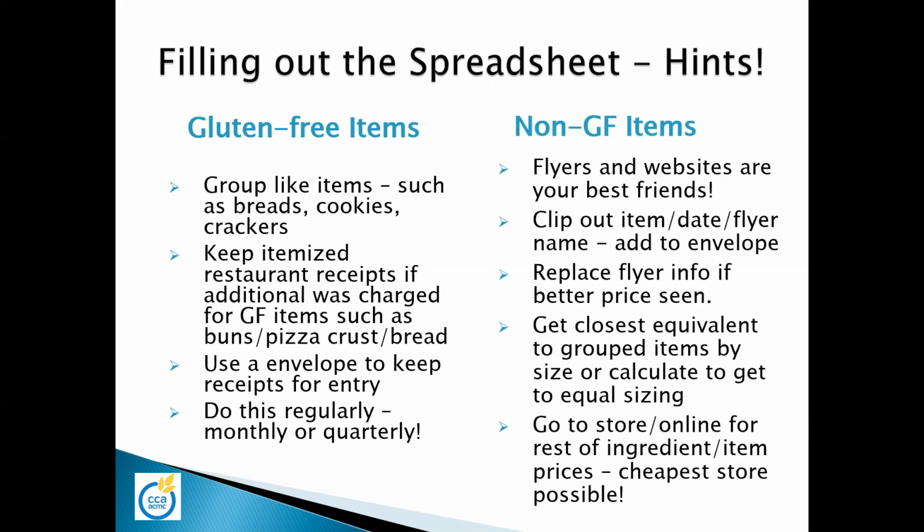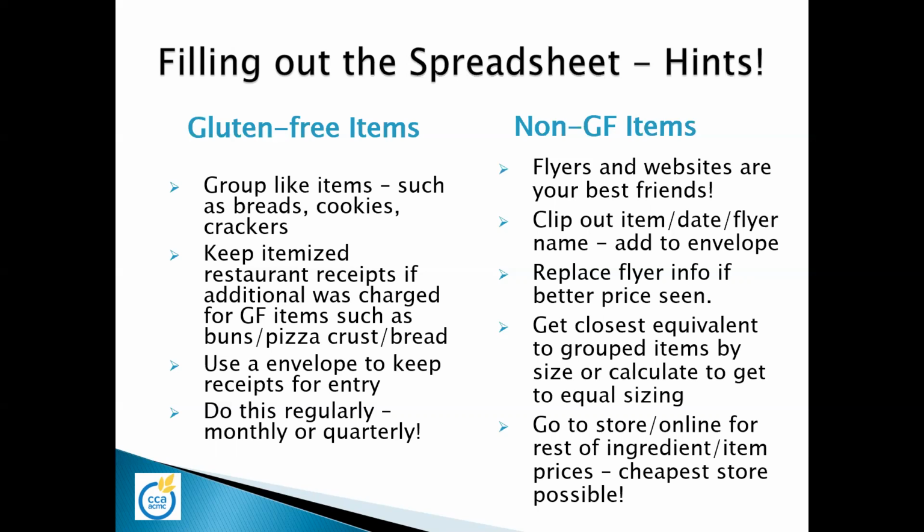Some hints for the non-gluten-free items: flyers and websites are your best friends. If you're using a flyer, clip out the item and write the date and the flyer name on the clipping, which is about 2 inches by 2 inches, and add it to an envelope. This is your third envelope, your non-gluten-free items comparing envelope.